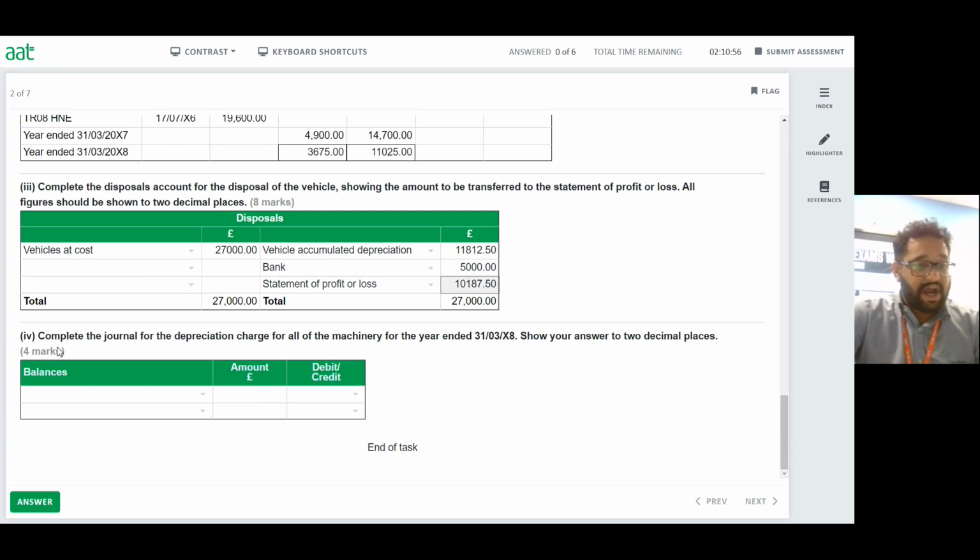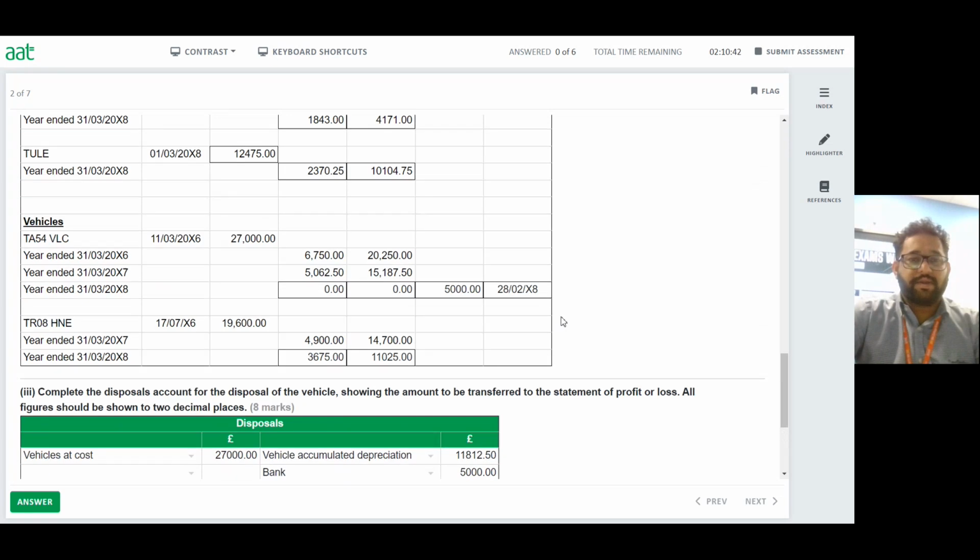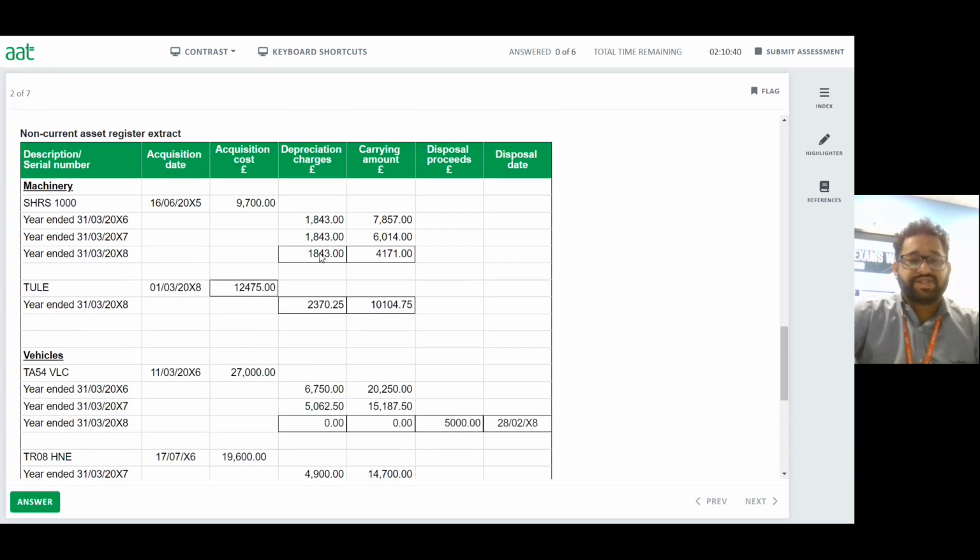So now they're looking at the fourth part here. Complete the journal for the depreciation charge for all the machinery for the year ended 31st of March 2018. Show your answers to 2 decimal places. So here, if you look at the machineries, these are the 2 depreciation charges. How am I going to record it? These 2 will go as an expense for the business for that year.